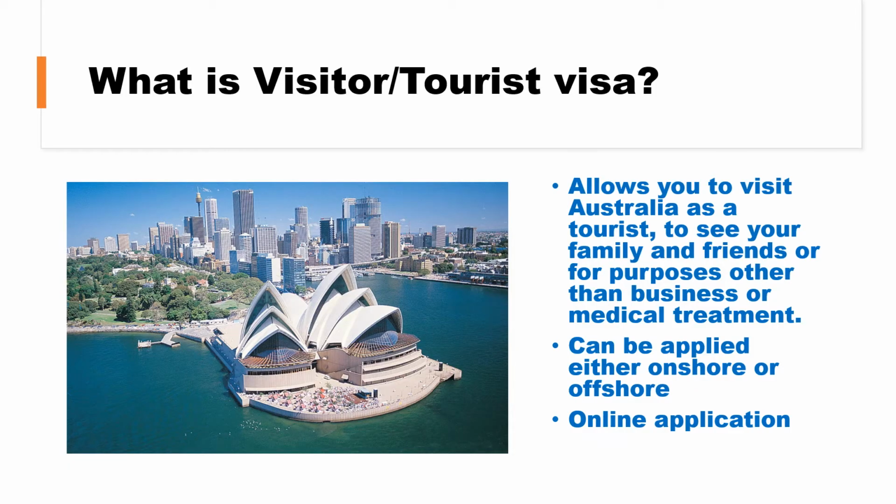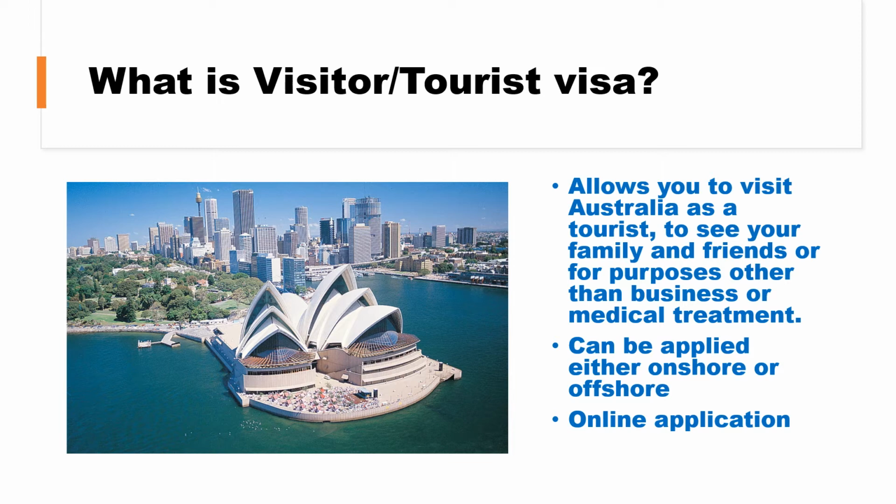If you are not an Australian permanent resident, Australian citizen, or New Zealand citizen, you must have a visa to enter Australia. With Tourist Visa, this allows you to visit Australia as a tourist to see your family and friends, or for purposes other than business or medical treatment. This can be applied if you are either onshore, meaning you are in Australia, or offshore, meaning you are in your country of residence. You can submit your application online through the website of the Department of Home Affairs.